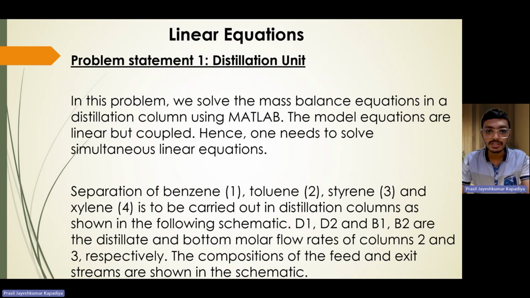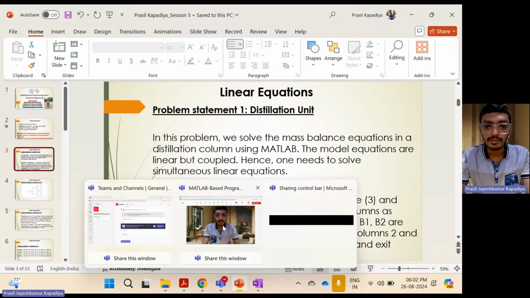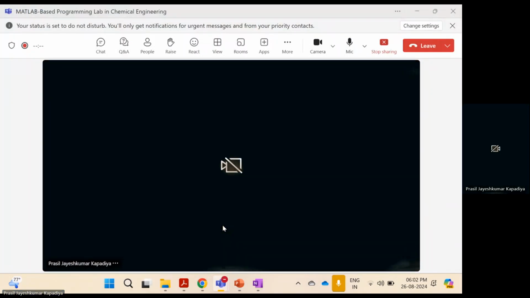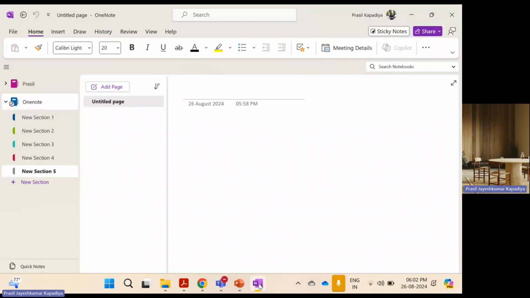So let's just first take the theory part. I will close my video. And let me share my screen. My screen is already visible. Let me rotate my laptop.